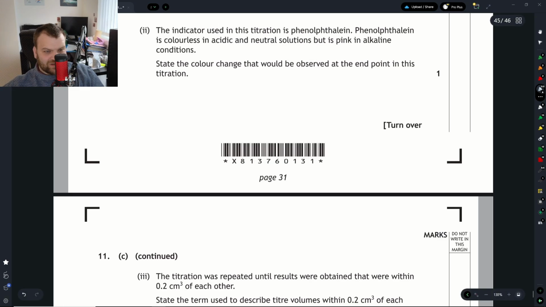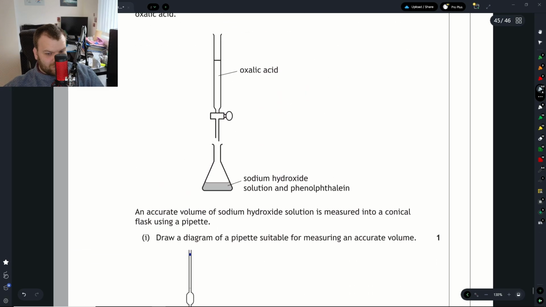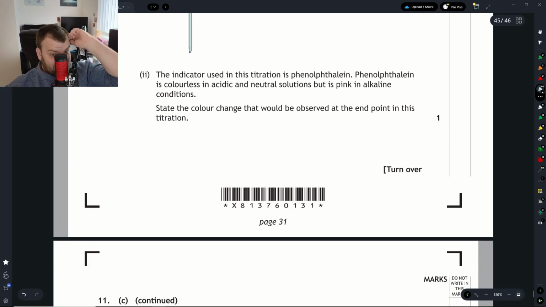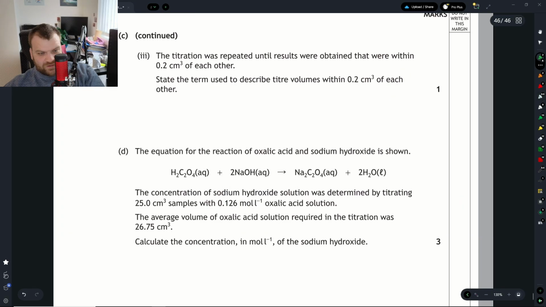The next one, we're asked about an indicator. We're told the colour changes that happen. In our reaction, we are starting with an alkali and we're adding acid. With an alkali, it says it's pink, and acid is in neutral, it will be colourless. This means we have to go from pink to colourless. Next question is the term for values within 0.2 of each other. That is just the word concordant.